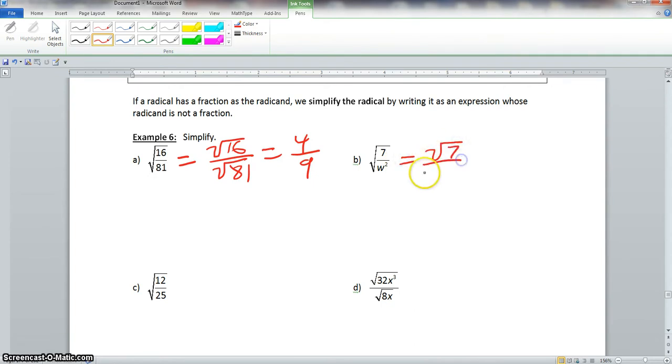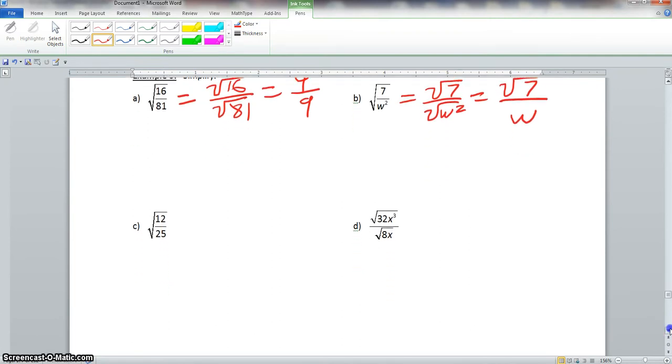Now we come here to b. This will give us the square root of 7 over the square root of w squared. Now we know that the square root of 7 is not a perfect square and it doesn't have a perfect square in it, so it will stay the square root of 7. The square root of w squared is just w.